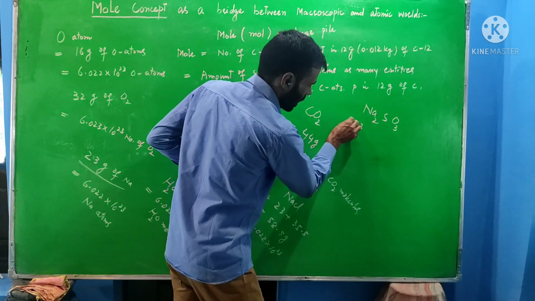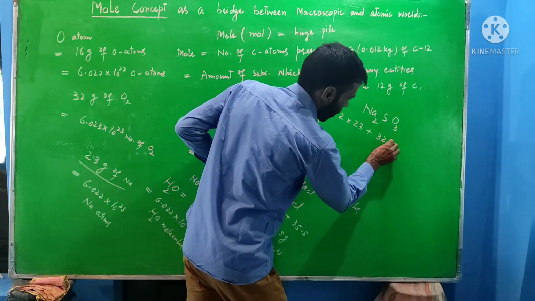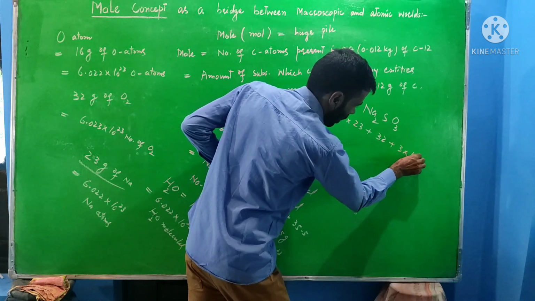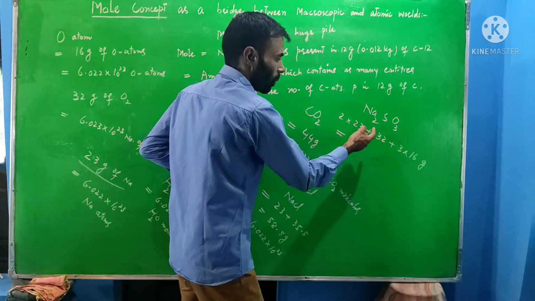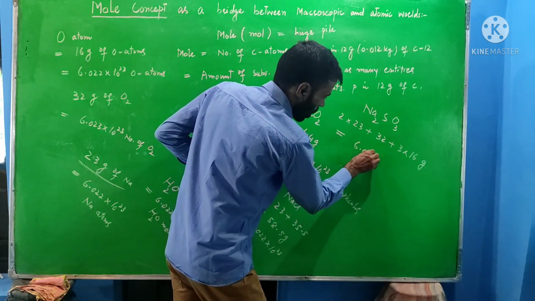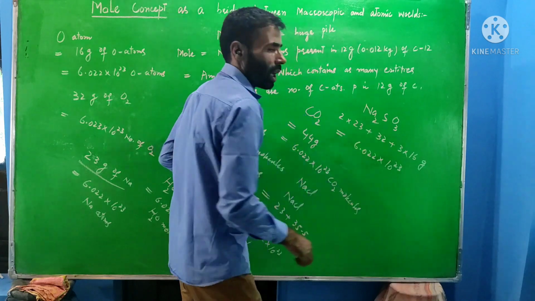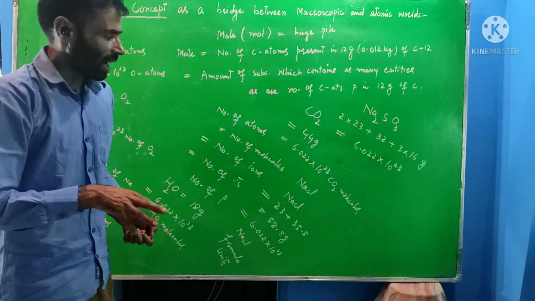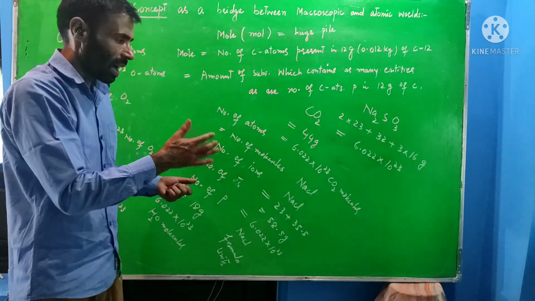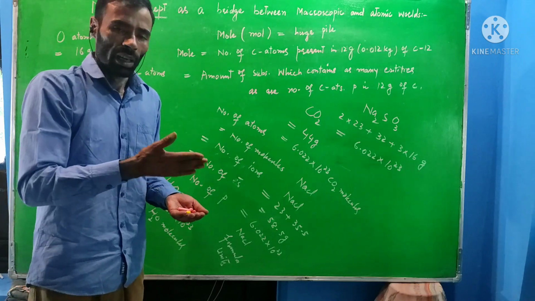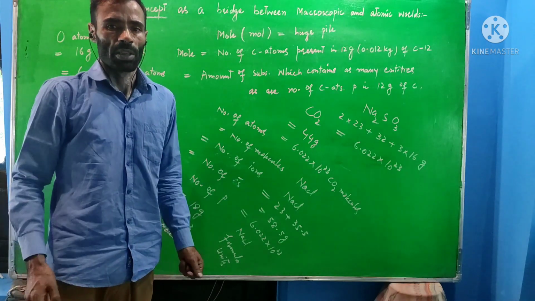Sodium, that is 23 into 2, plus sulfur, I will take approximately 32, plus 3 into 16. This total, taken in grams, will contain 6.022 into 10 raised to power 23 formula units. So in this way we can define this number, which we call the Avogadro constant. This number of entities present in any sample, we call that 1 mole of that substance.